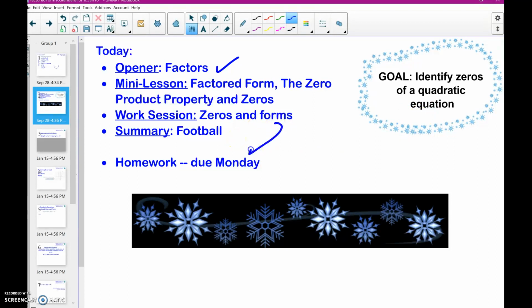Your work session is going to be considered your homework, which will be due on Monday. And I know that's not the usual day we have homework due, but these circumstances of these snow days are not usual. So this will be due on Monday.